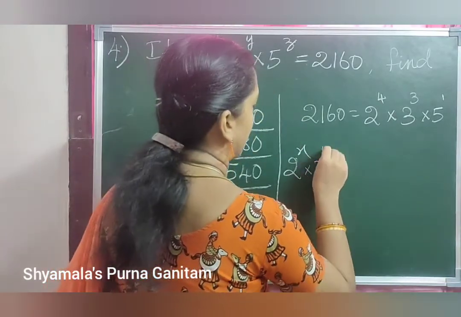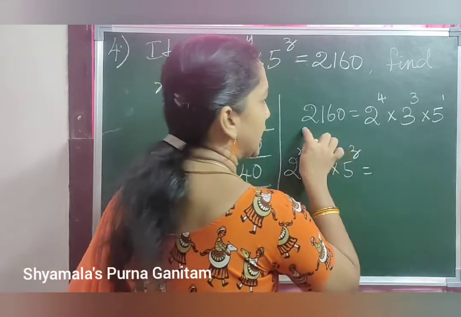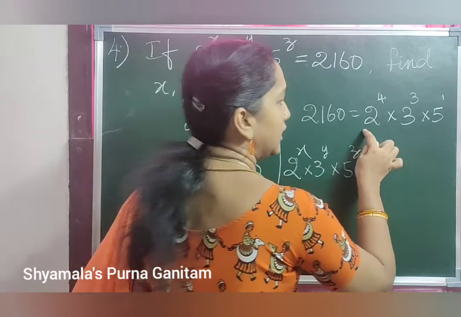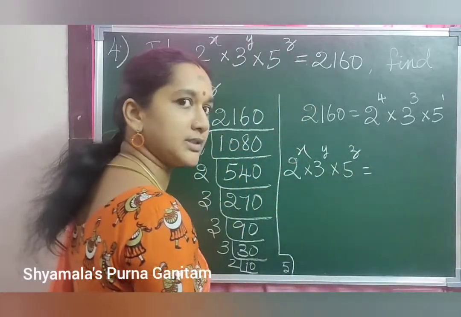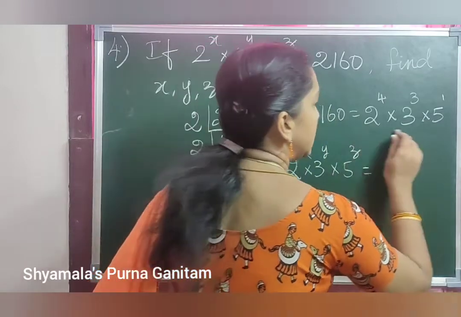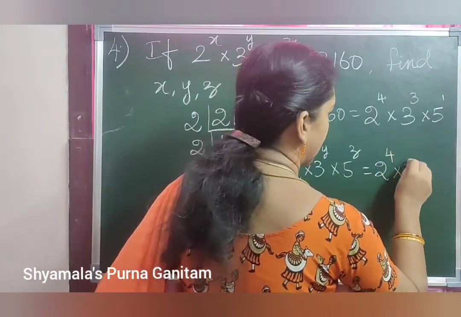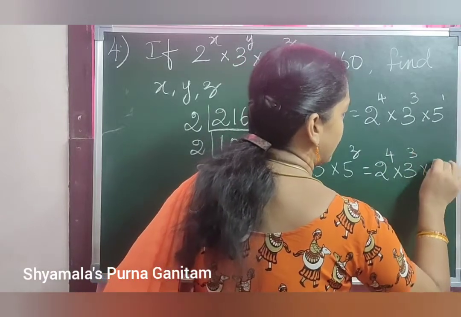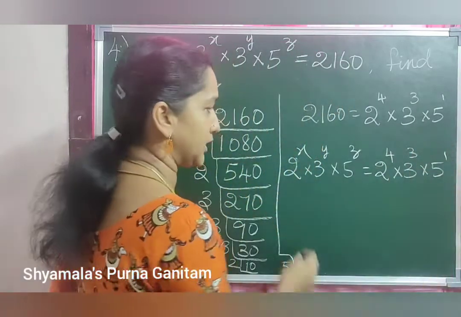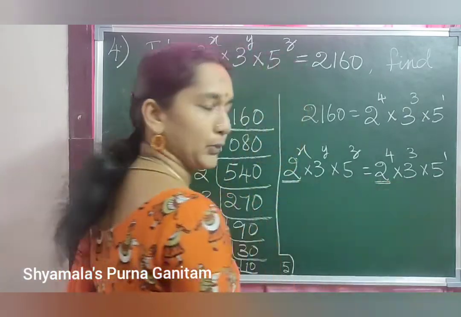into 3 power y into 5 power z is equal to, instead of this 2160, we resolved it into these factors. We have segregated that. We have split this into these prime factors. So this is 2 power 4 into 3 power 3 into 5 power 1. So the meaning of this is, here 2 power x is equal to this 2 power 4.